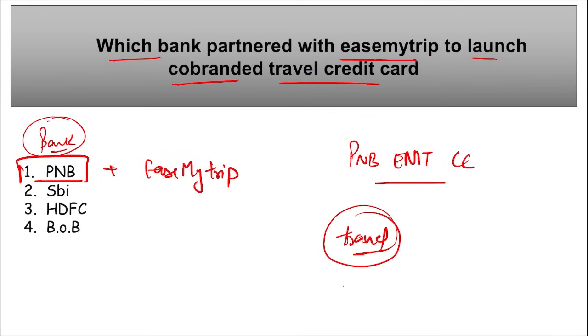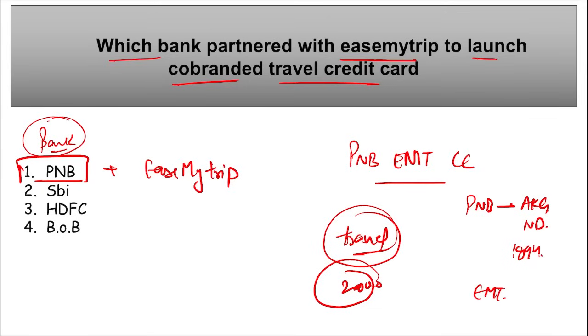And this card is available for an annual membership fee of 2000 rupees and can be globally accessed across 100 countries. If we talk about PNB, Atul Kumar Goel is the managing director and CEO. Headquarters is in New Delhi. It was established in 1894. If we talk about Ease My Trip, Nishant Pitti is the co-founder and CEO, and it was founded in 2008 and headquarters is in New Delhi.